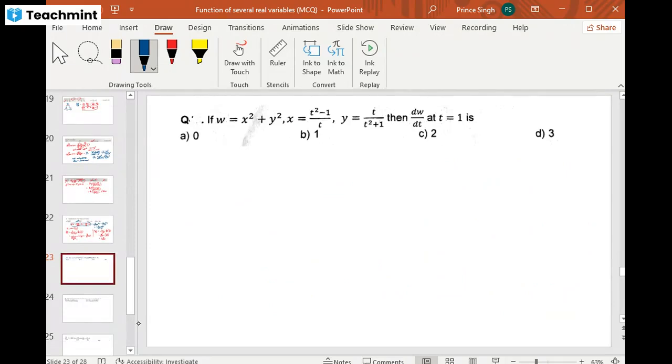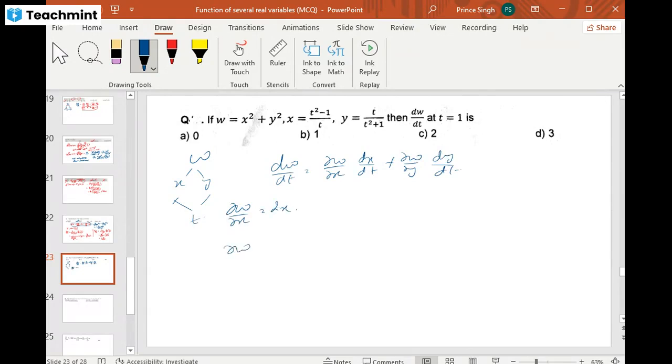Let us come to the next question. Again, this question is based on the chain rule: w is a function of x and y, and x and y are functions of t. So we can calculate dw dt by chain rule: curly w by curly x times dx upon dt, plus curly w by curly y times dy upon dt. So curly w by curly x, this is 2x. Curly w by curly y is 2y.